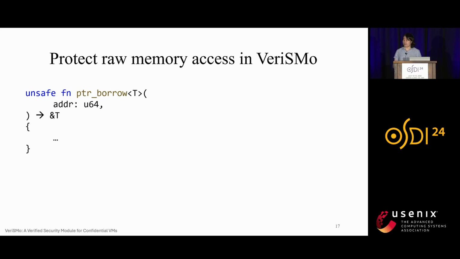And to give you an idea of how we could use VeriSMo to convert unsafe memory access to safe and formally verified functions, let's look at these dummy examples here. So here is a function where we want to borrow an immutable reference using an integer-represented address. And in standard Rust, there's no way you can convert this function to be a safe function.